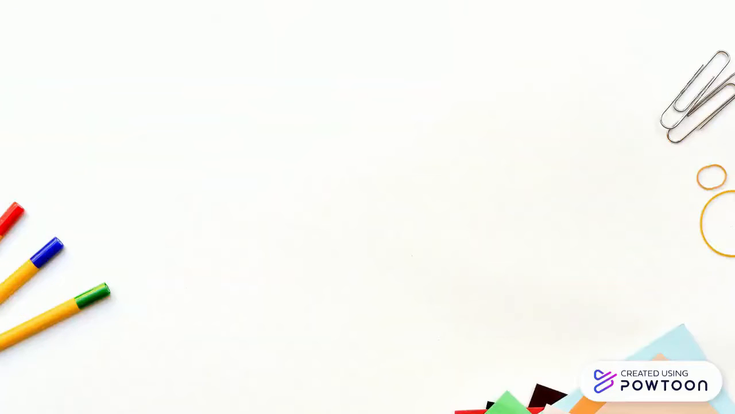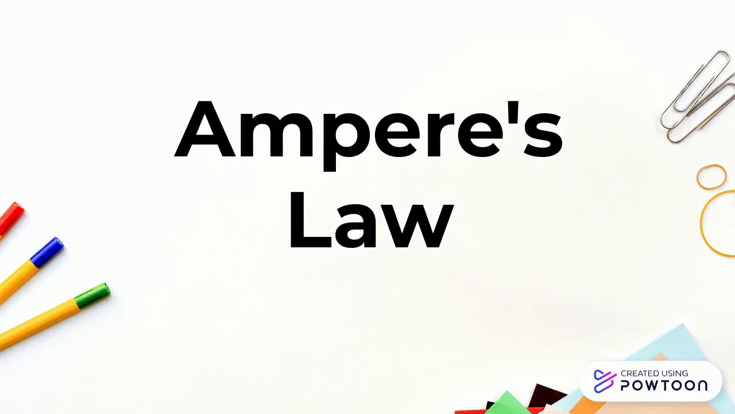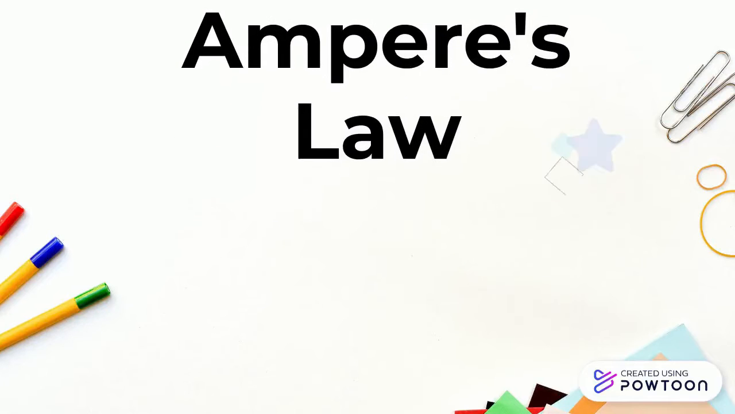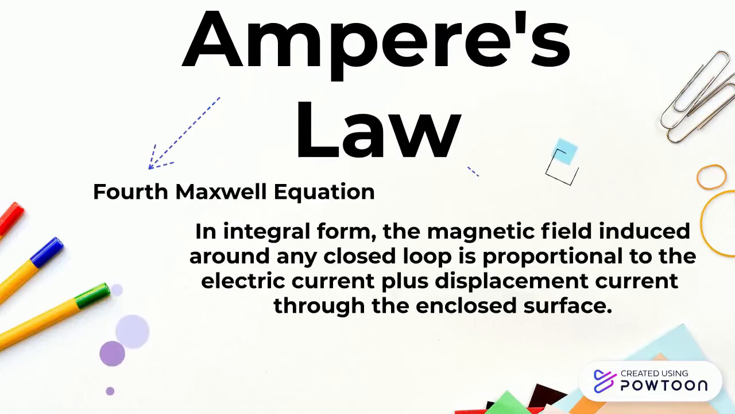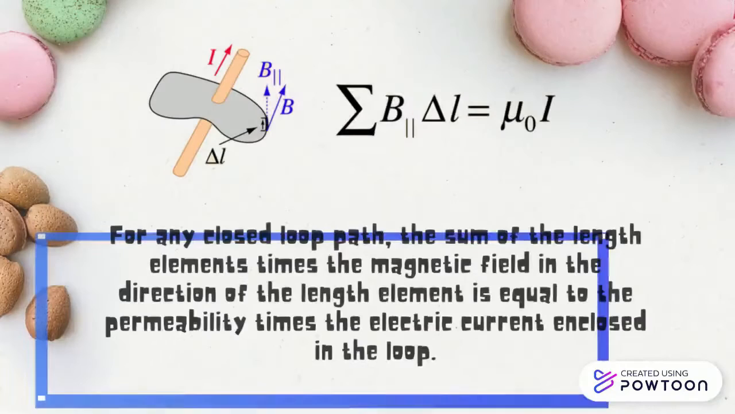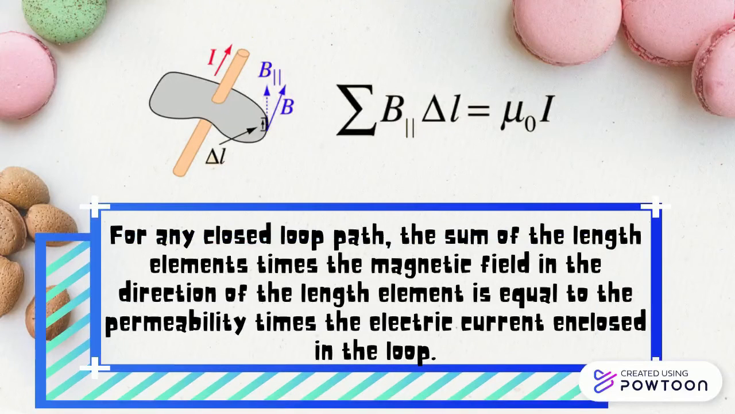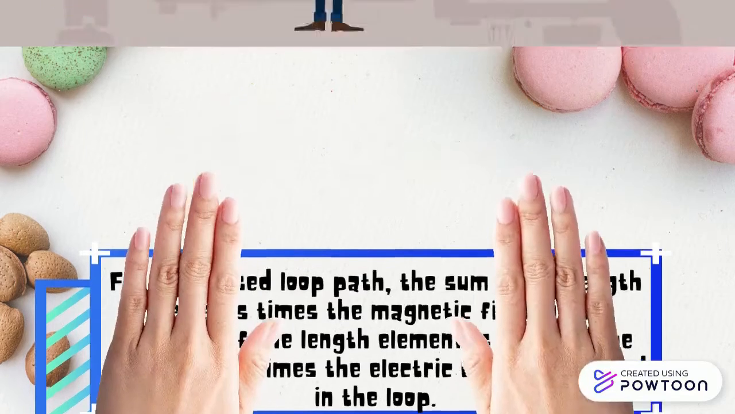The last equation which completed the Maxwell equations is Ampere's law, which states that in integral form, the magnetic field induced around any closed loop is proportional to the electric current plus displacement current. For any closed loop path, the sum of the length elements times the magnetic field in the direction of the length element is equal to the permeability times the electric current enclosed in the loop.